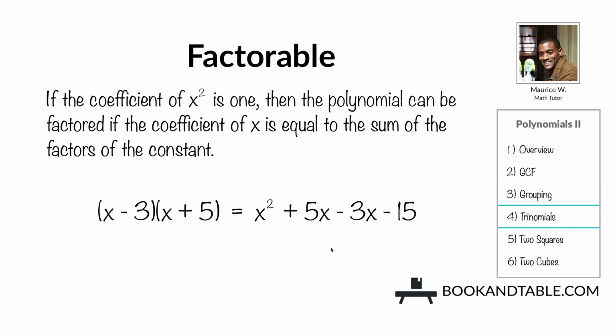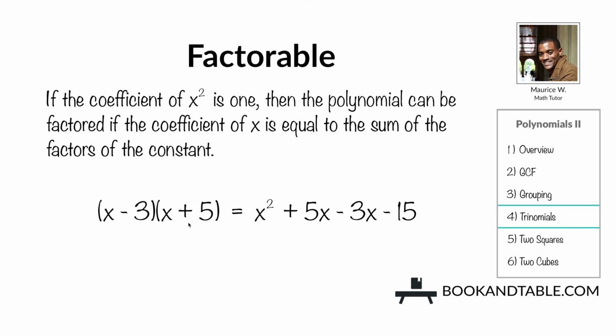If the coefficient of x squared is 1, then the polynomial can be factored if the coefficient of x is equal to the sum of the factors of the constant. Now let's take a look at this a little bit further. Let's say we had x minus 3 as one factor and x plus 5 as a second factor.